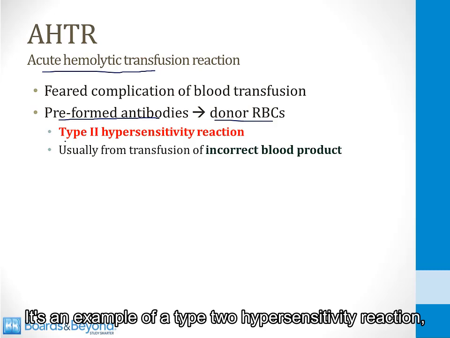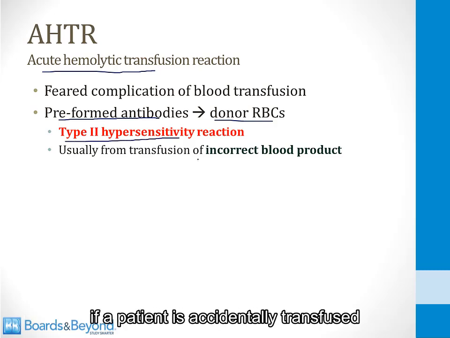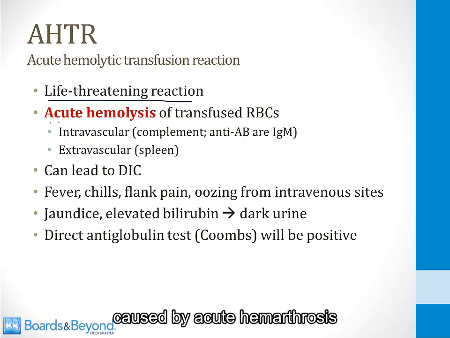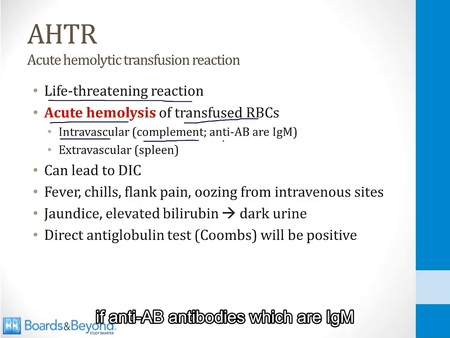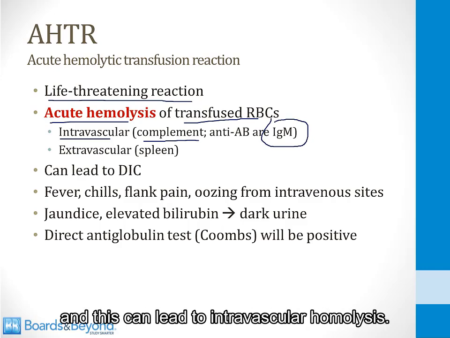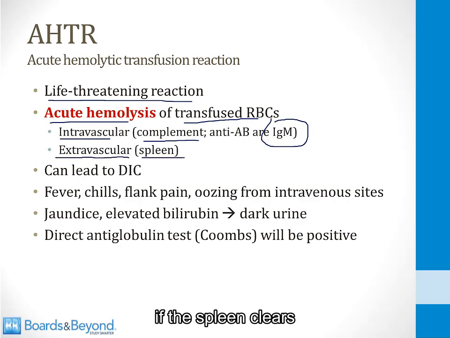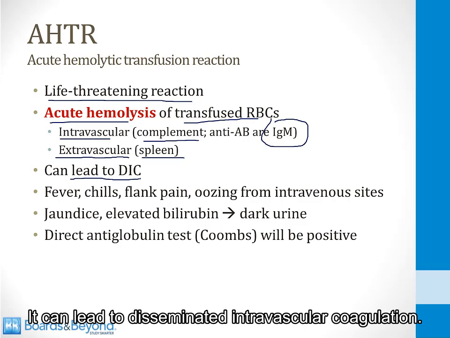It's an example of a type 2 hypersensitivity reaction, and this usually happens if a patient is accidentally transfused with the incorrect blood product. This is a life-threatening reaction caused by acute hemolysis of the transfused red blood cells. It can be intravascular hemolysis if complement is activated. If anti-AB antibodies, which are IgM, attack the donor red blood cells, they are potent complement activators, and this can lead to intravascular hemolysis. In addition, there can be extravascular hemolysis if the spleen clears red blood cells coated with antibodies. It can lead to disseminated intravascular coagulation.